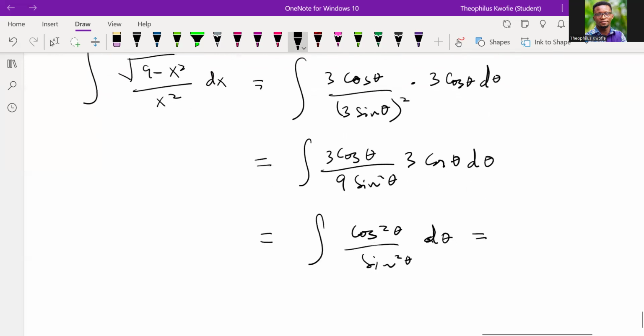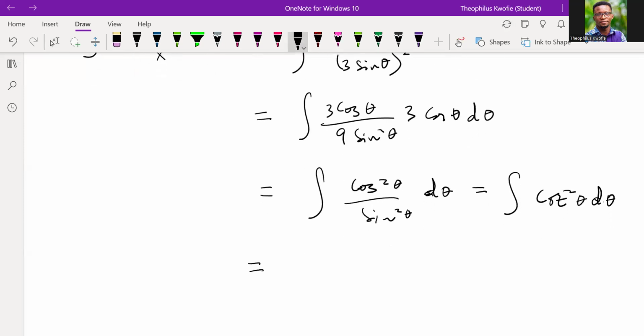And from trig, cosine over sine is always cot, okay? So if it is cosine squared and sine squared, it just means it has to be cot squared, okay? So you're going to have the integral of cot squared theta d theta, okay? Very good. Now, we can simplify the cot squared. And cot squared can always be written as what? Cosec squared theta minus 1, okay?